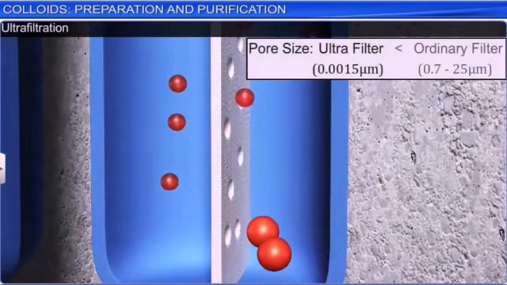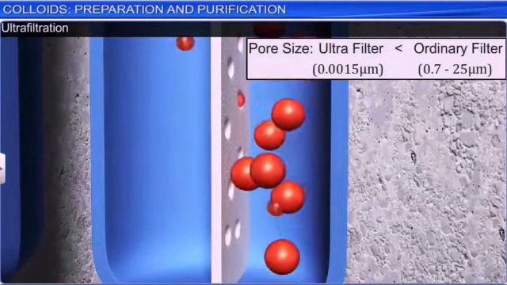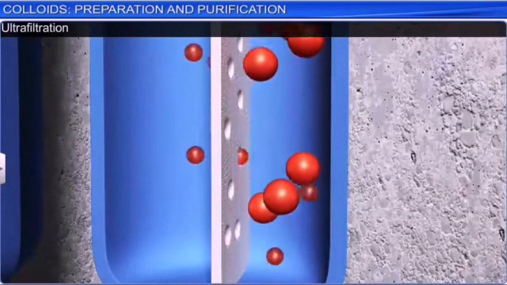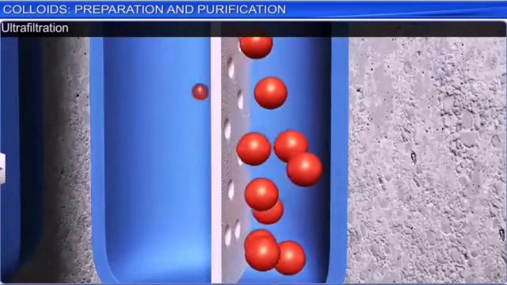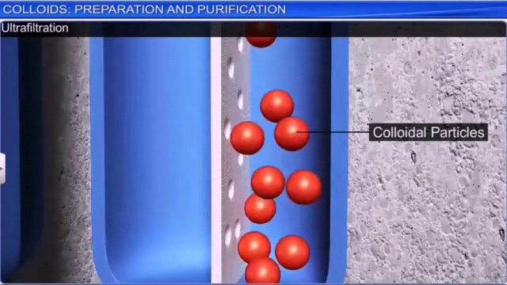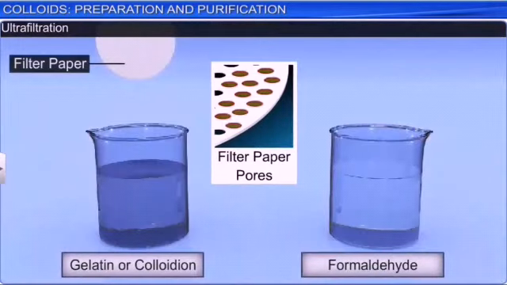Ultrafiltration is defined as the process of separating the colloidal particles from the impurities by using specially prepared filters which are permeable to all substances except the colloidal particles. The size of the pores in the ordinary filter paper can be decreased by soaking it in the solution of gelatin or collodion followed by hardening with formaldehyde.